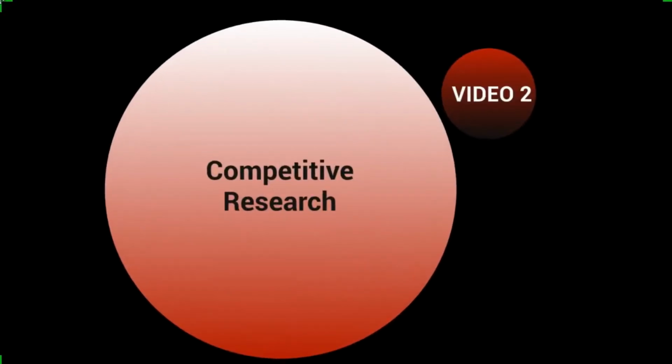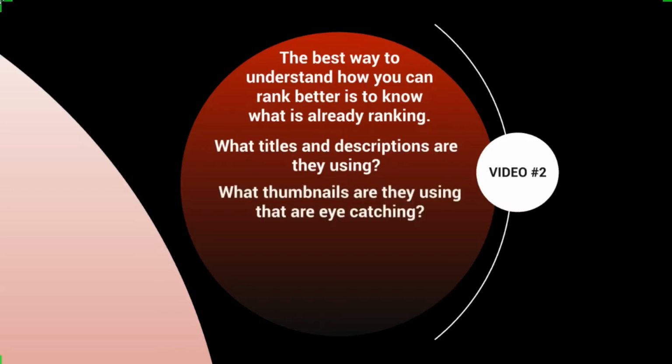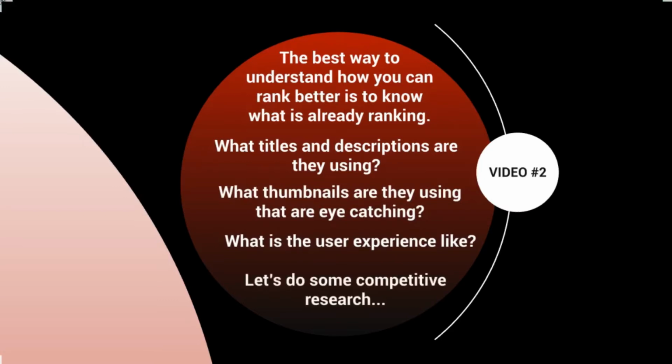Let's talk about competitive research. The best way to understand how you can rank better is to know what is already ranking in your niche or your market. So what we want to do here is analyze the videos that are on top. I want you to specifically look at what titles and descriptions they are using, what eye-catching thumbnails they are using, and what the user experience is like when you click through those videos. Let's go ahead and do some competitive research.